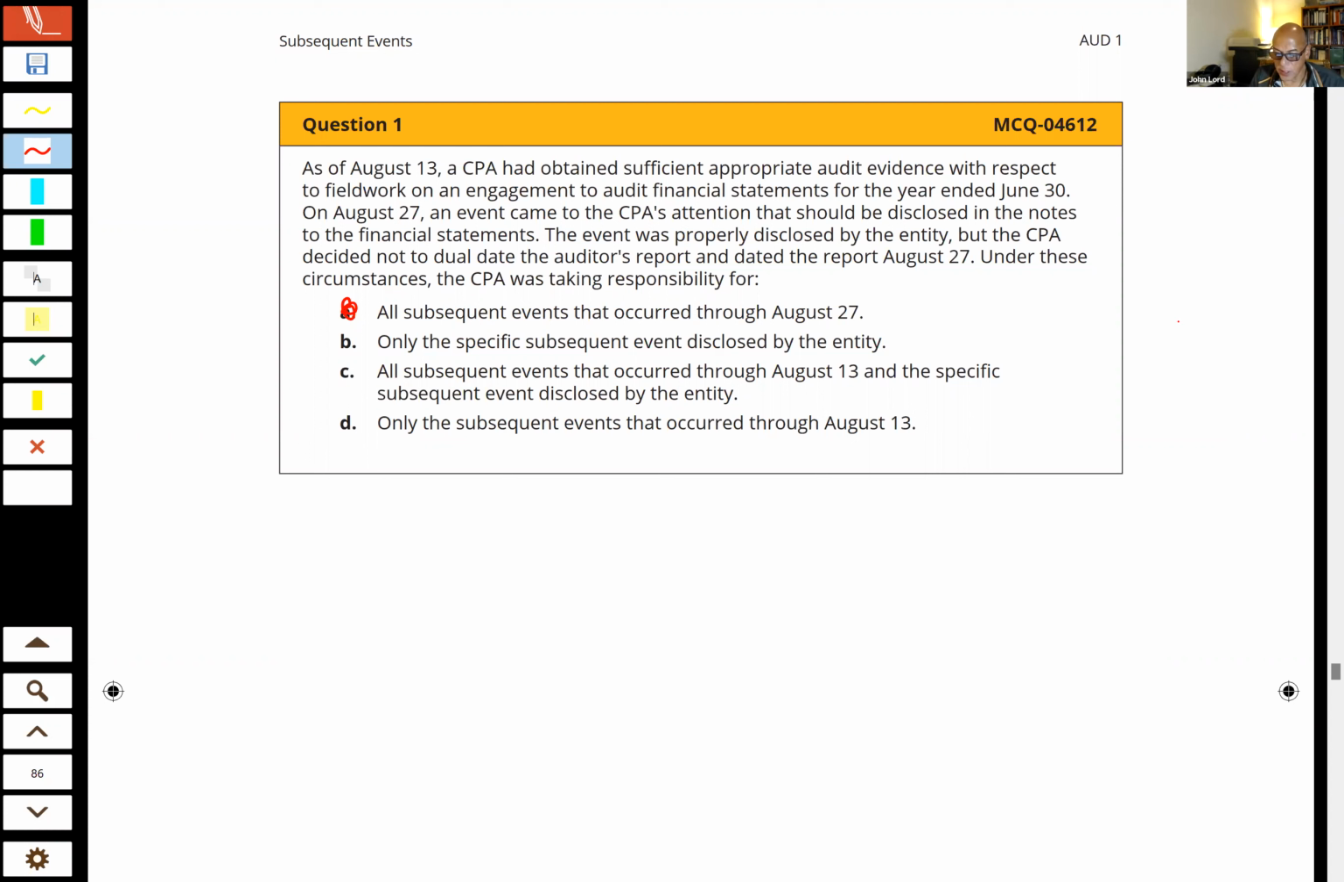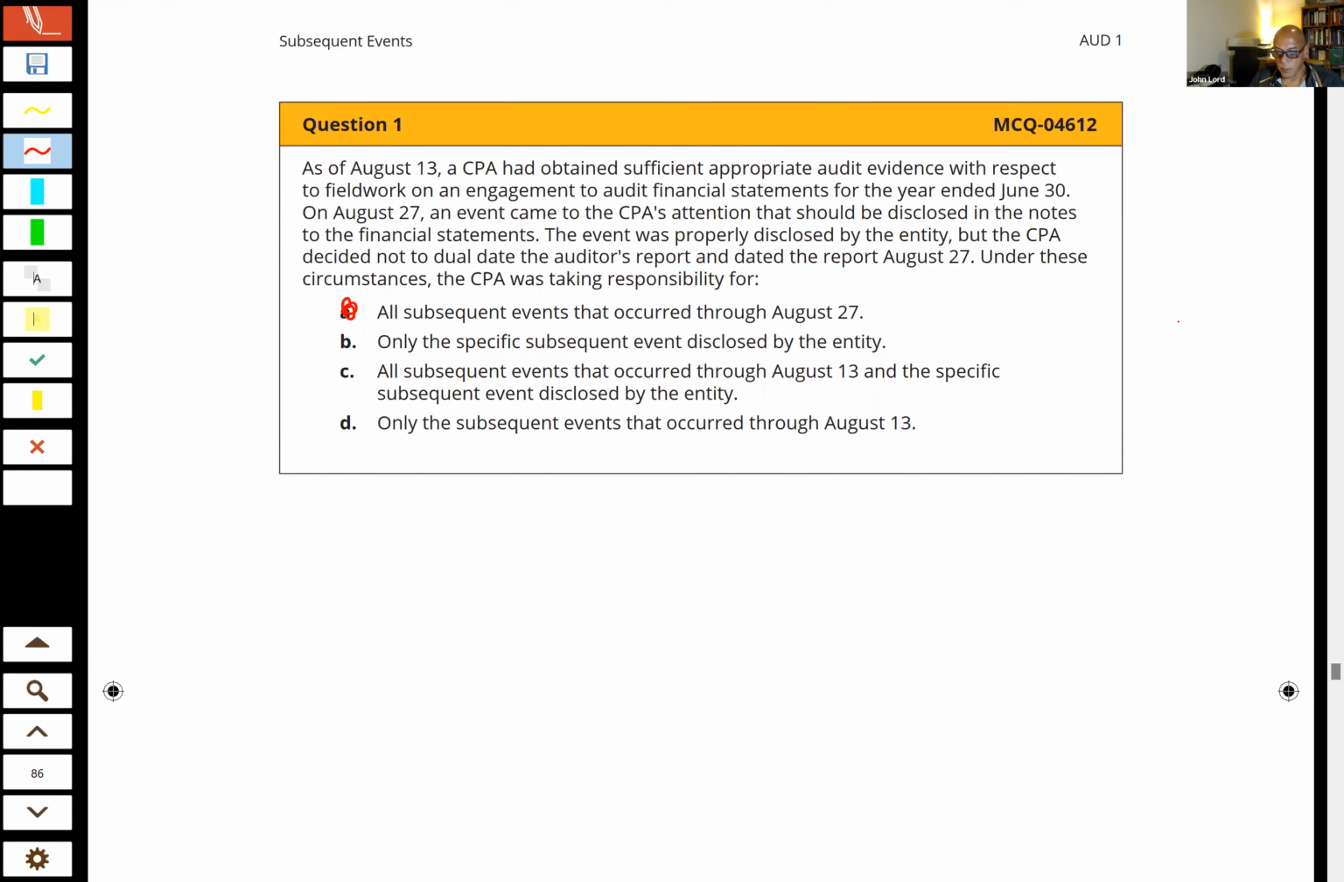Under these circumstances, the auditor is taking responsibility for what? For all subsequent events that occurred through August 27th. Okay, they didn't dual date. So it's not just this one event that they had attention to. They are now taking responsibility for what? For everything that would have happened from the year end, June 30th, to the August 27th date.